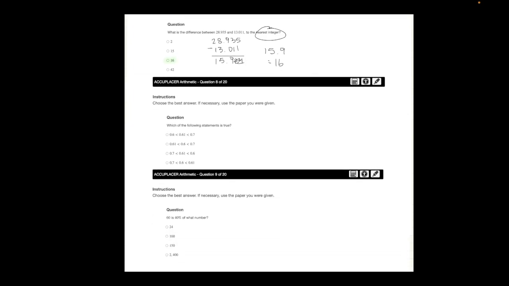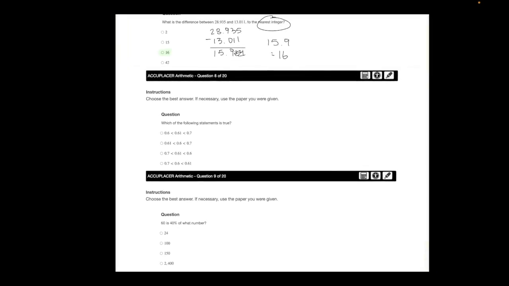Okay, so which of the following statements is true? For this question, you could simply just look at it, and if you work well with decimals, you can obviously tell which decimals are bigger. But for the sake of this practice video, we're going to be converting these decimals to fractions, so it's a bit easier to visually see. Okay, so we have 0.6, and for me at least, it's easier to convert these decimals to fractions that have 100 in the denominator.